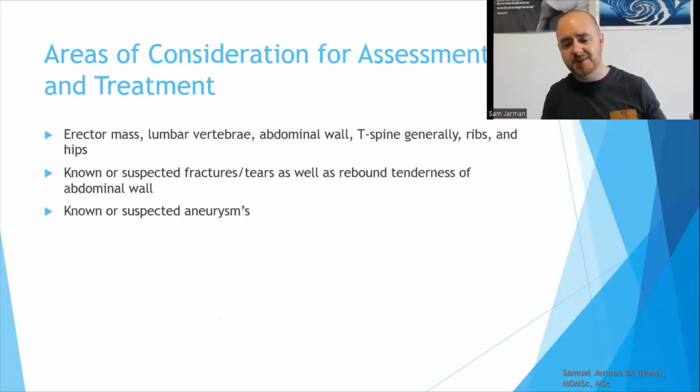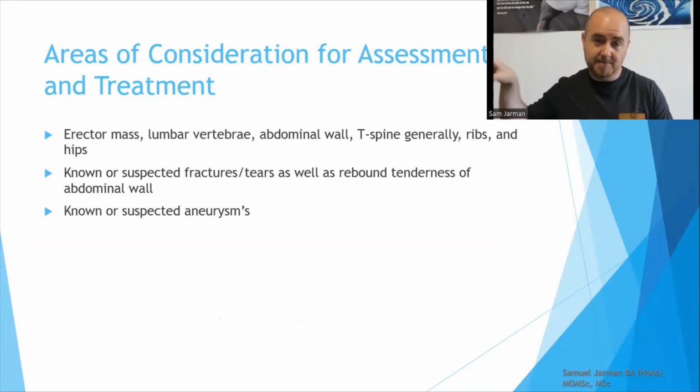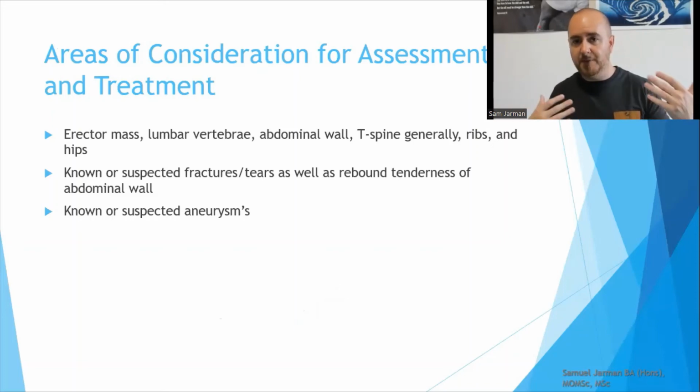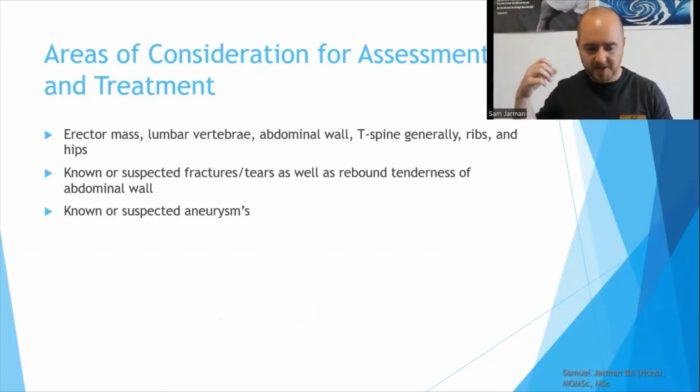Now, areas of consideration for assessment and treatment, because this is a mix of lumbar flexion and lumbar extension, it's just unilateral in this case, where you have side bending and rotation as the things that we're considering. Then what you're thinking about is the erector mass, the lumbar vertebrae, the abdominal wall, the T-spine, generally speaking, the ribs and the hips. So these are the areas. If I tend to identify some change in motion characteristic in these planes and on these axes, then these are the areas that you want to pay a little bit more attention to. But to be fair, once you've found the pelvic motion dysfunction, or the motion dysfunction in the lumbopelvic region, you likely already know where to go, but you're thinking this broadly: erector mass, lumbar vertebrae, abdominal wall, T-spine, ribs, and hips.